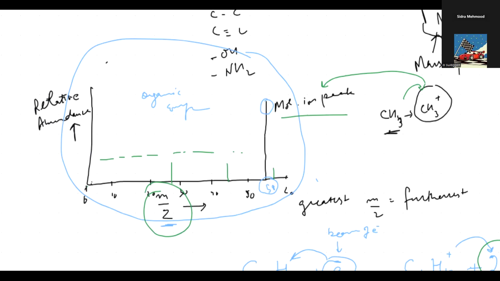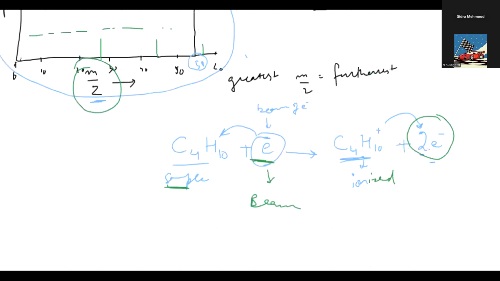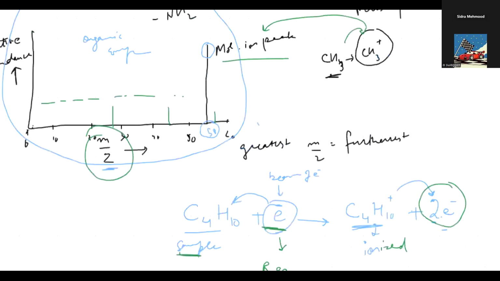And this is the equation, C4H10. And this electron strikes this butane and it will knock out its electron. And this is the ion that it is forming. And the peak which is observed in the spectrum with the greatest m over z value, we call this the molecular ion peak. So in this equation, you can say that this is the molecular ion peak of butane.